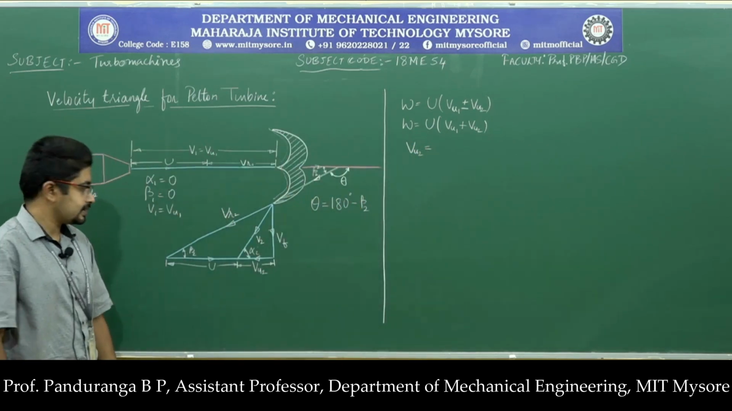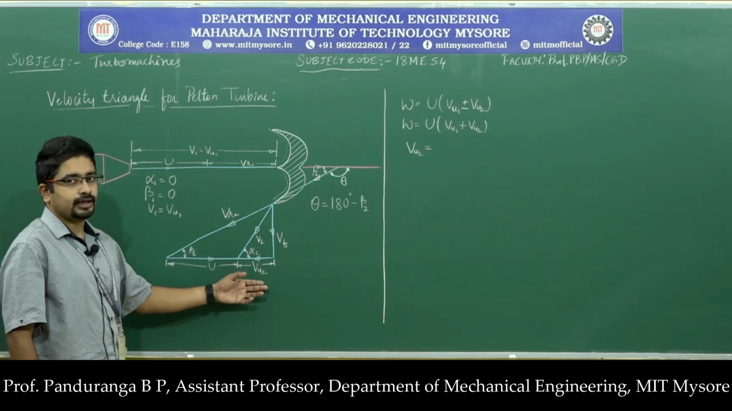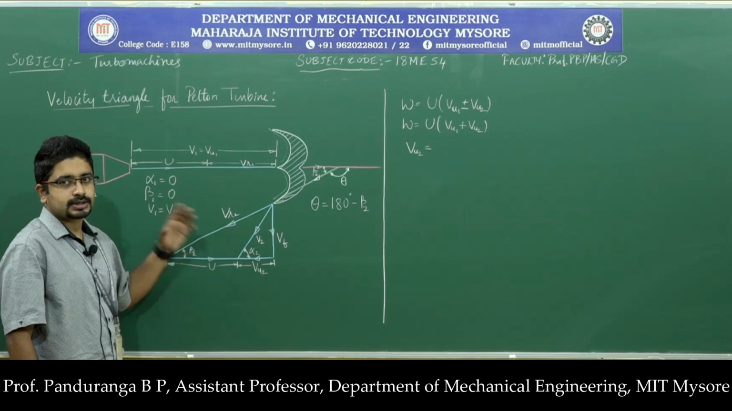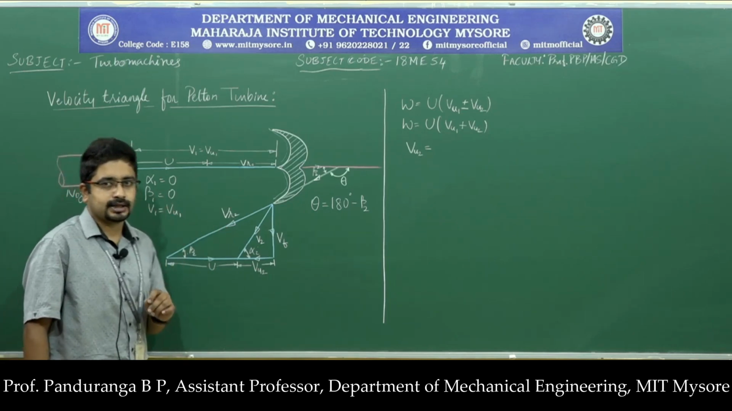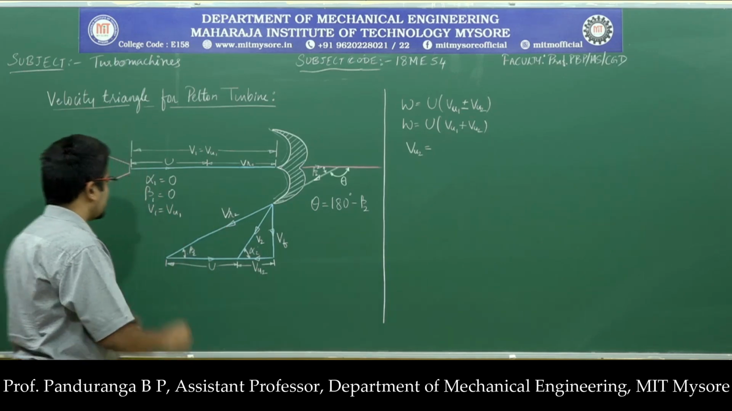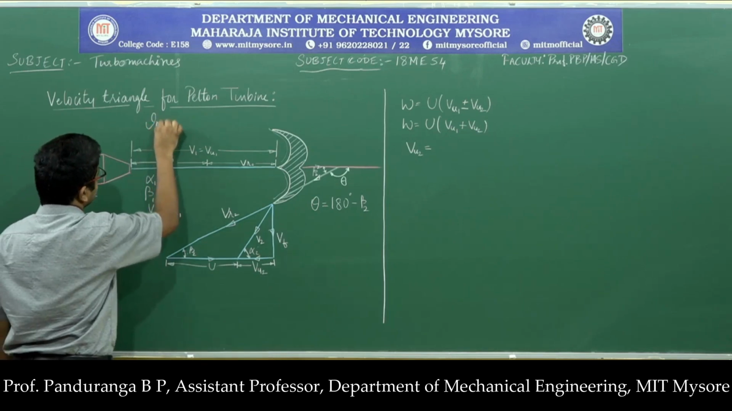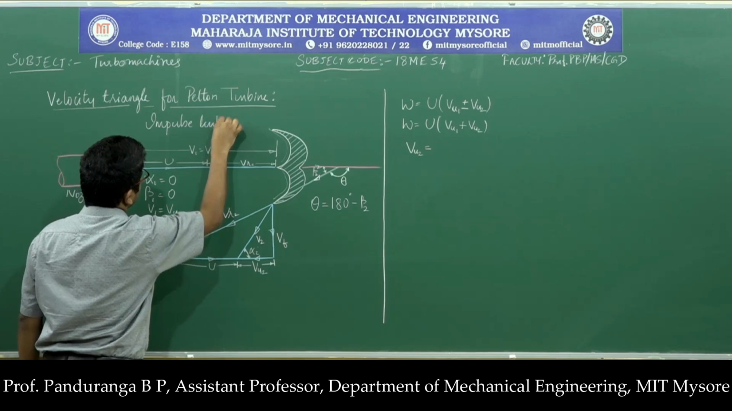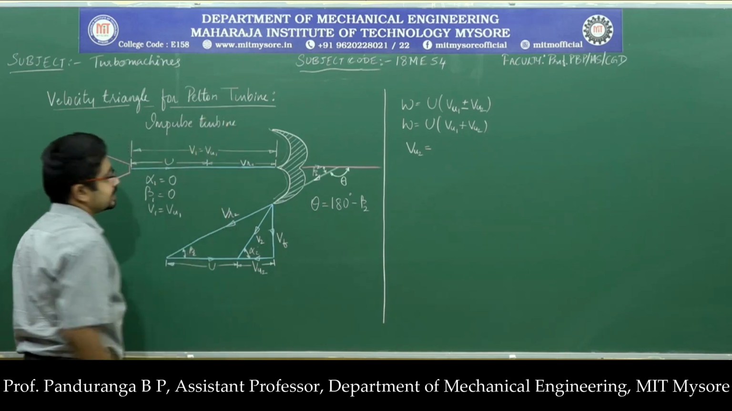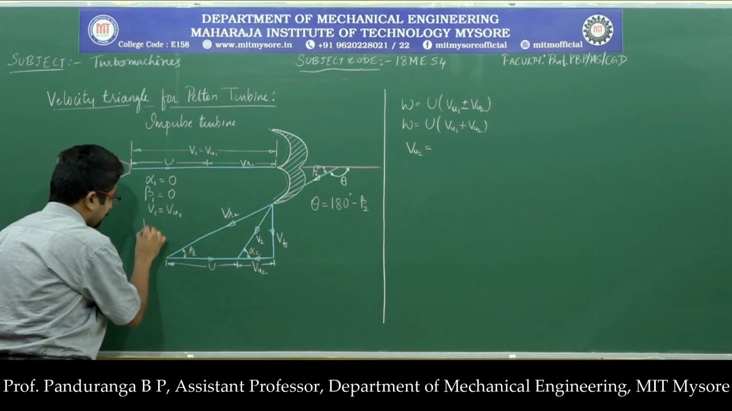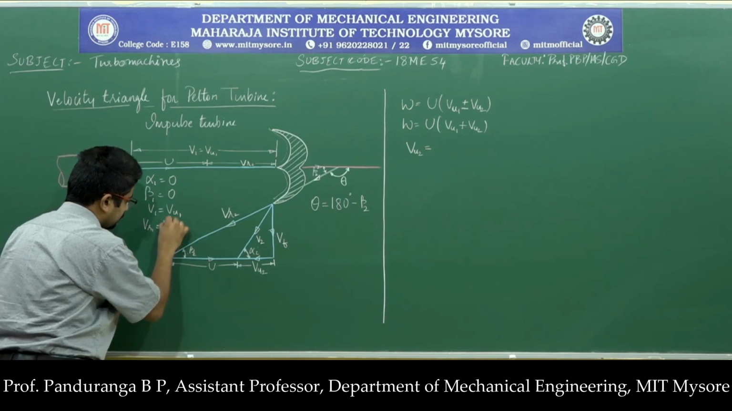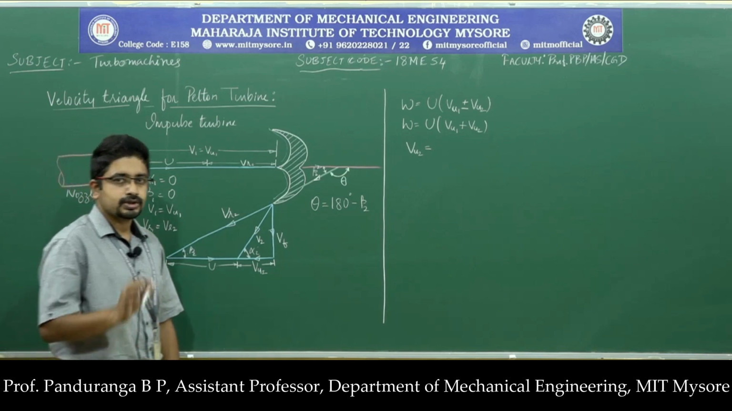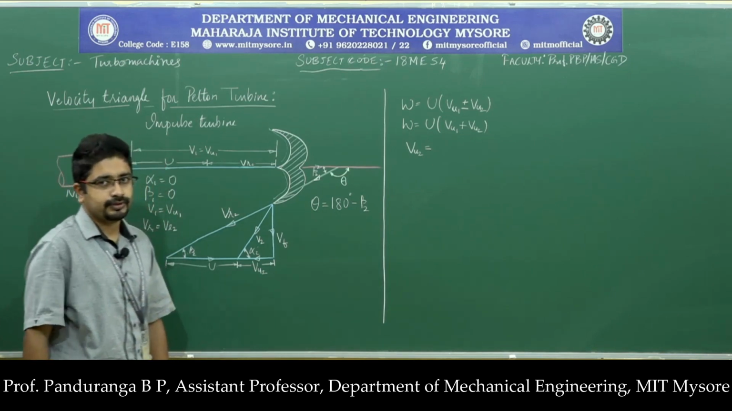For that, first I'll represent Vu2 in terms of VR2, because we are dealing with an impulse turbine. Pelton wheel is an impulse turbine. Since it is an impulse turbine, VR1 will be equal to VR2. There is no change in the static component. So VR1 will be equal to VR2.